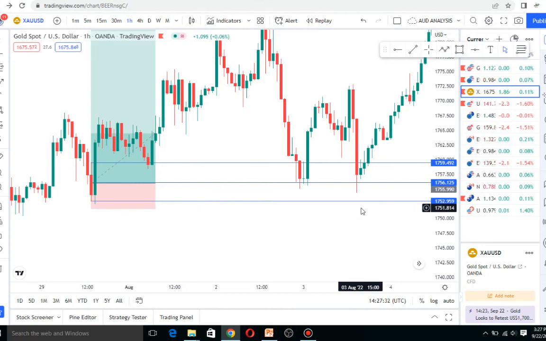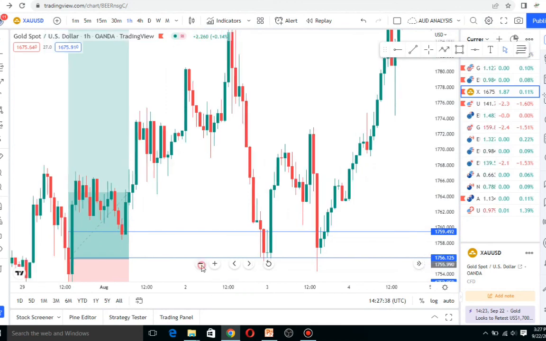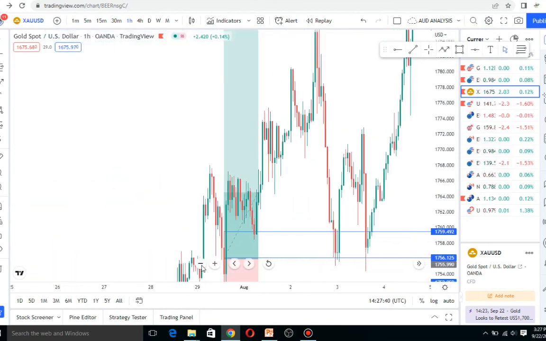So that's how to trade the order block, and I believe this video has really given you a lot of information on how to trade the order block.